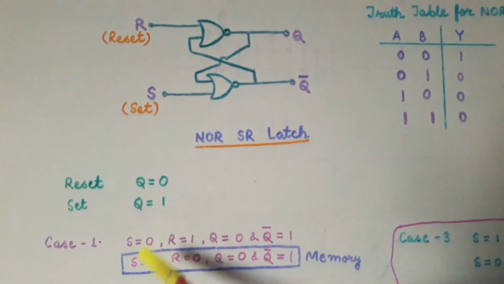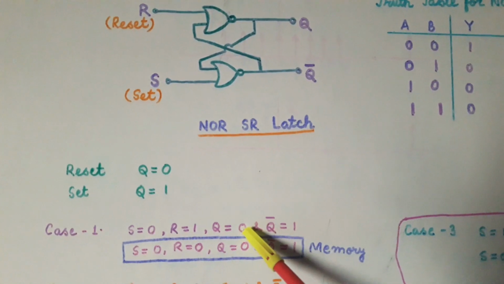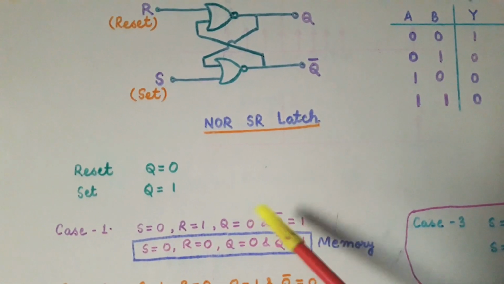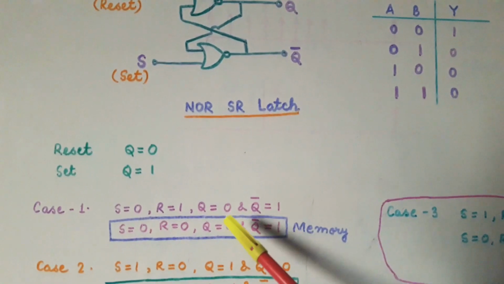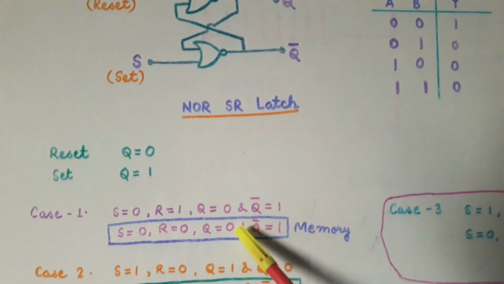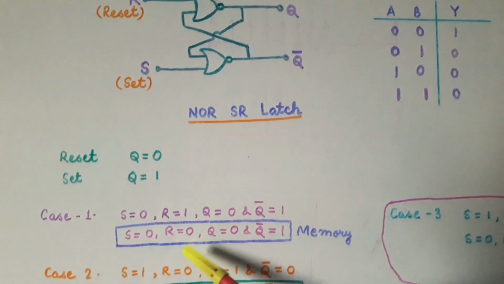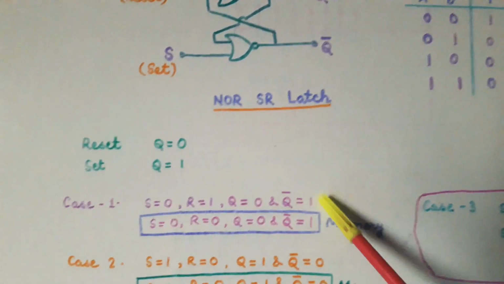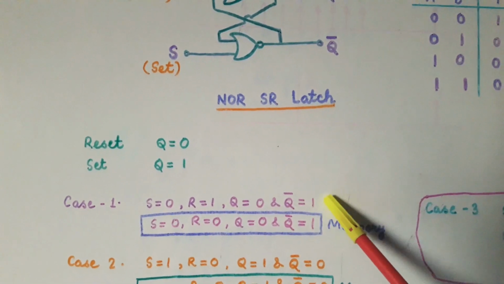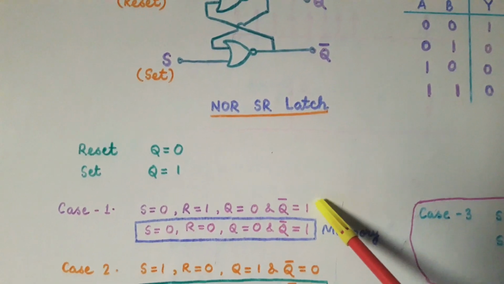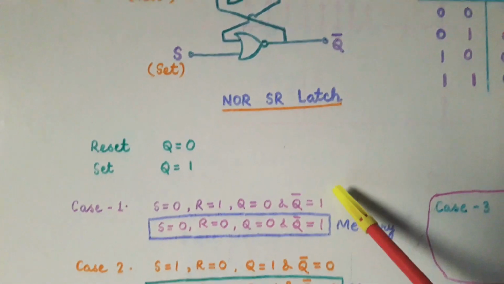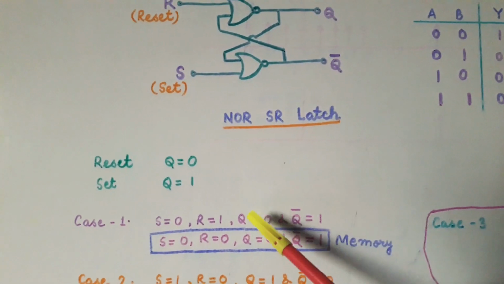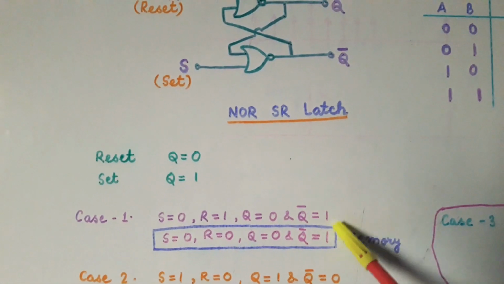Now we want to store the data in this circuit, that is in the SR latch. When we use the word storing, it means that even if we remove the inputs R is equal to 1 and S is equal to 0, then this data must be stored in this circuit. That is, this output must not change and it must remain the same, that is 0, 1. That is, the value of Q should remain 0 and the value of Q bar should remain 1.